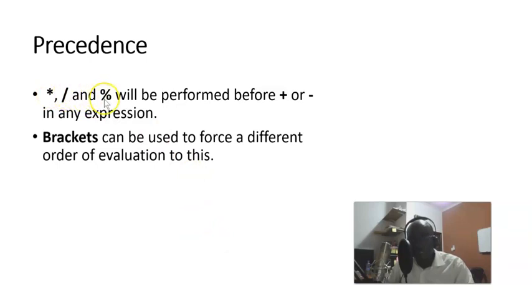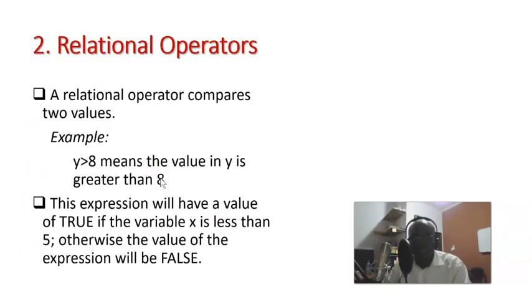Okay, so now the other thing I need to mention is this star symbol for multiplication, the division symbol, or the modulus will be performed before plus or minus in any expression, so they are given a higher precedence. So whenever you have a mathematical expression where there is, for example, a multiplication and there's addition, the multiplication will be done first. But sometimes if we want to force our own sequencing of how the operation has to be done, we can use brackets. So brackets can be used to force a different order of evaluation to this.